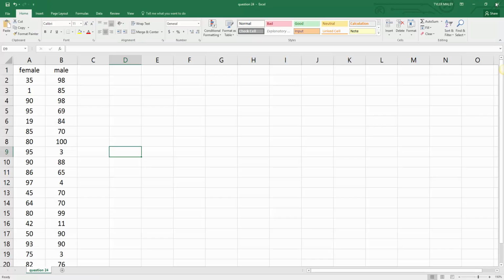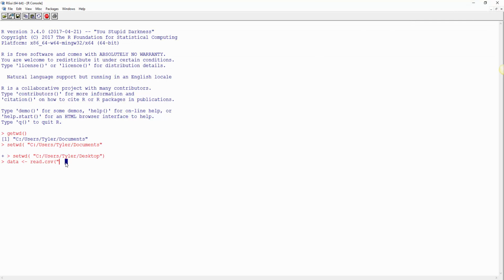So I won't save it because I already have it saved. My file name was question24.csv. Oops, that's happening again. I don't know why. Oh, it's because I forgot to close the quotation mark. So close the quotations, close the parentheses. Now we're good to go.